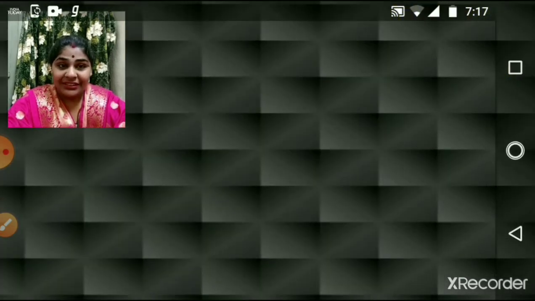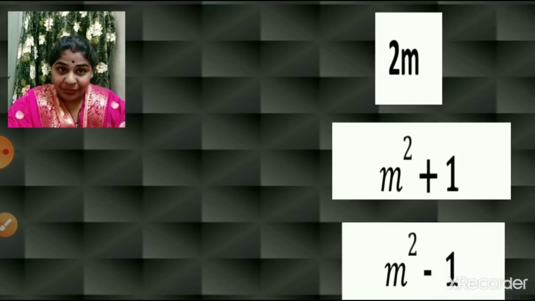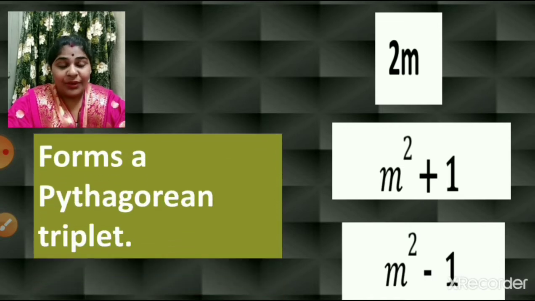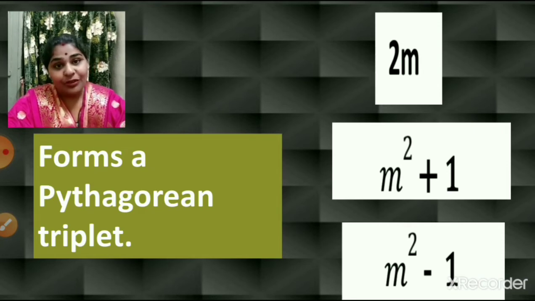And the other very important thing we covered in the last session is the Pythagorean triplet. 2m, m square plus 1 and m square minus 1 forms a Pythagorean triplet. So if any one member is given to us, we equate it with 2m and find the value of m. After getting the value of m, we substitute in the other two numbers, that is m square plus 1 and m square minus 1, and find the other two numbers of the Pythagorean triplet. So these things we have covered in the last session, children.